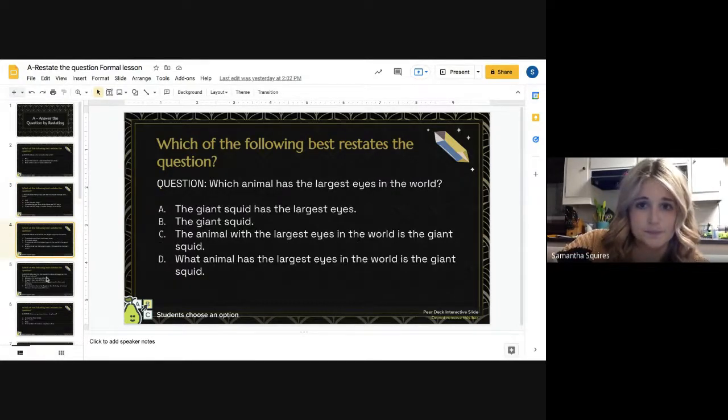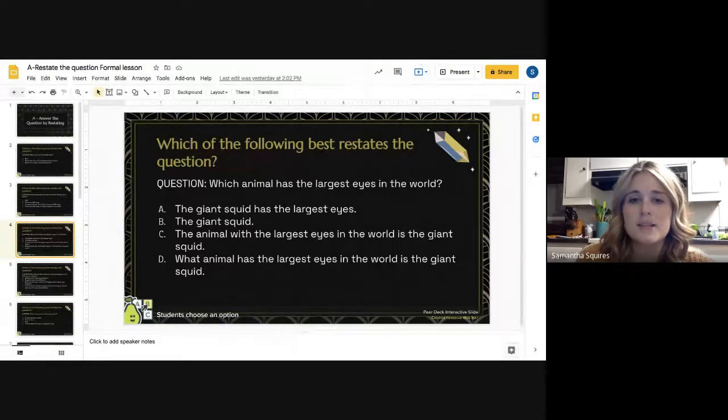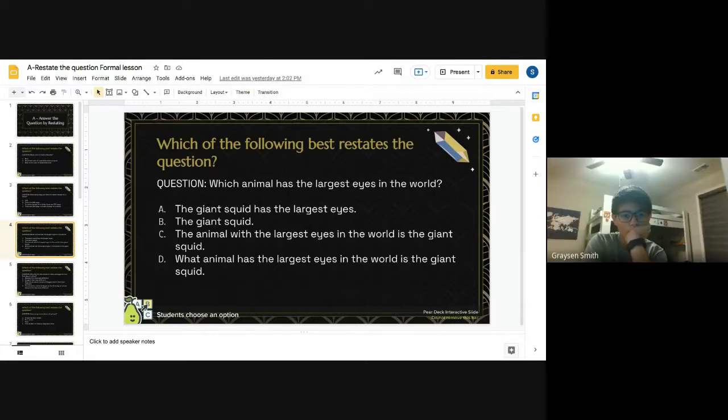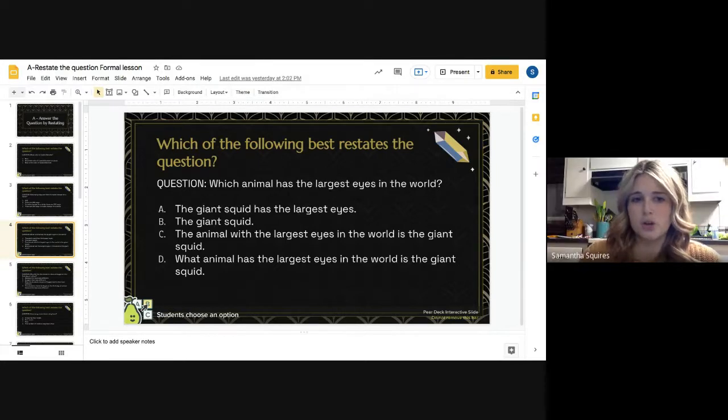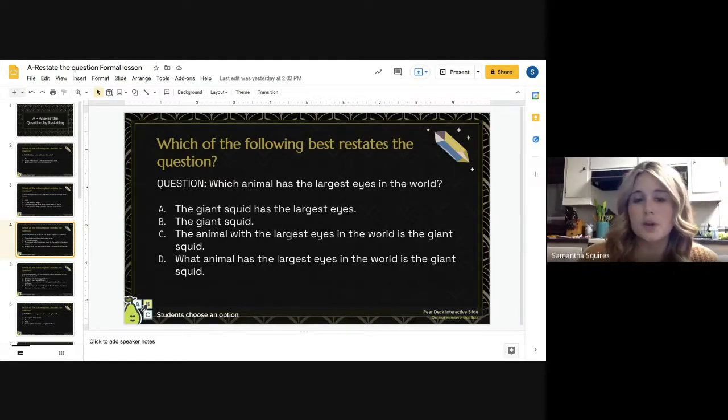Let's see. Ooh, I like this one. Which of the following best restates the question? You ready? Which animal has the largest eyes in the world? So right off the bat, it's going to be the giant squid. So which two options are you going to automatically take off? A and B. Yep, A and B. So we know it's the giant squid. That's good. Now C and D.